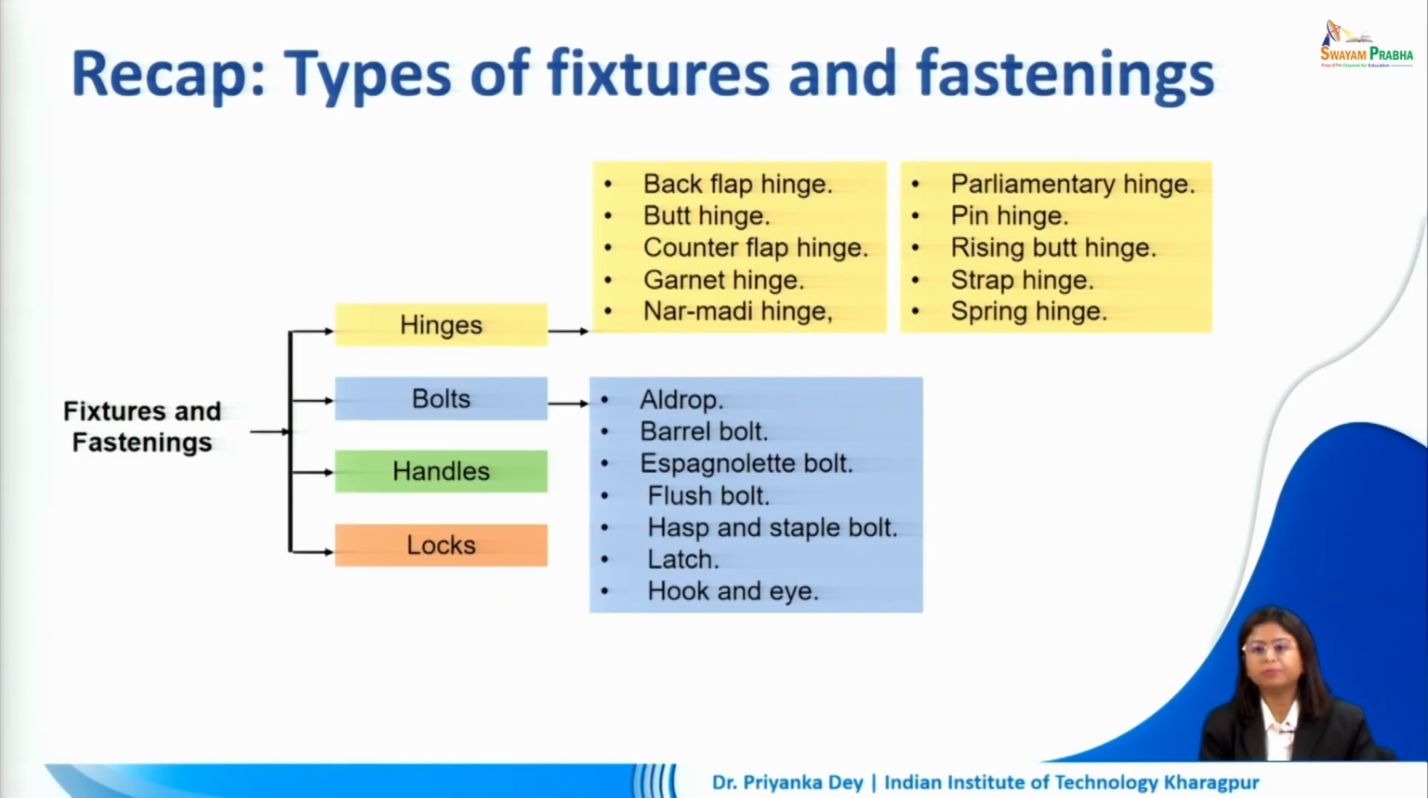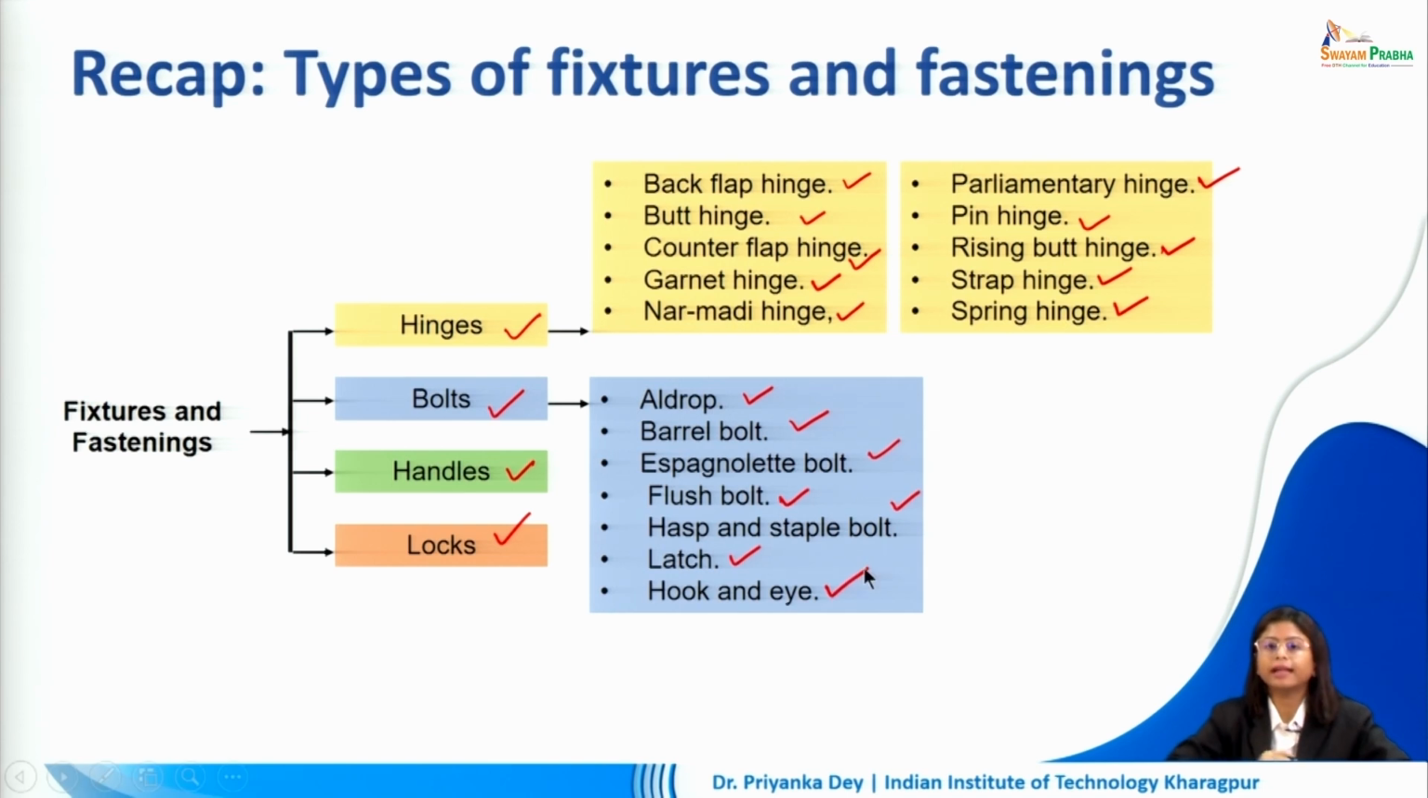Fittings and fixtures can be classified into hinges, bolts, handles and locks. In the case of hinges, we can have back flap, butt hinge, counter flap, garnet, Normandy, parliamentary, pin hinge, rising butt hinge, strap hinge and spring hinge. Bolts can be L-drop type, barrel bolt, espagnolate bolt, flush bolt, hasp and staple bolt, latches and hook and eye. Handles and locks can also vary in their shapes and sizes and applicability.